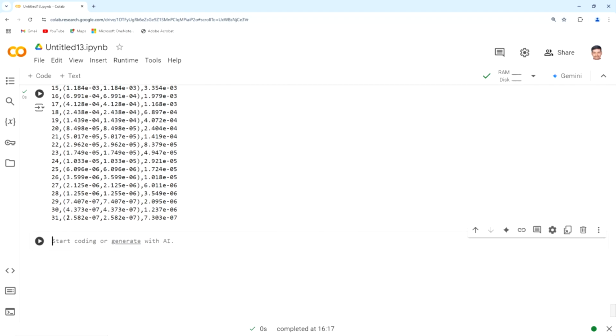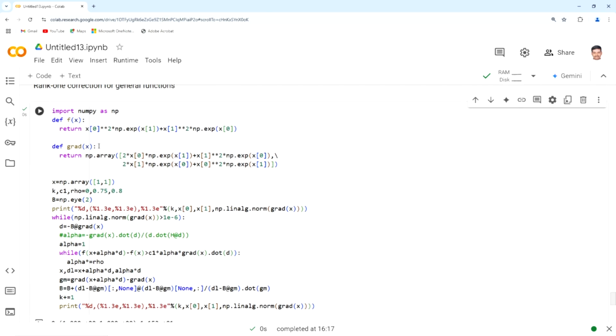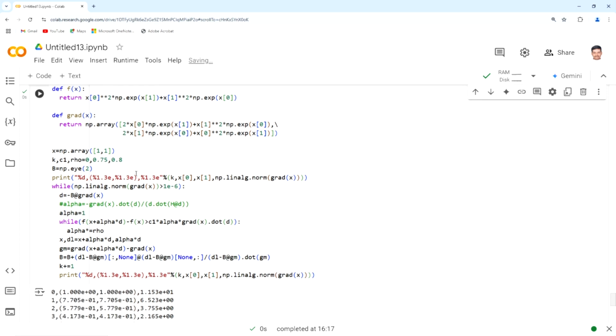So it has taken 31 steps to converge to the answer, 0 comma 0. I have just repeated what I did for quadratic functions for every general possible function. f of x was defined as x1 square e power x2 plus x2 square e power x1, grad of x was defined as we would define always, and we started with 1 comma 1.